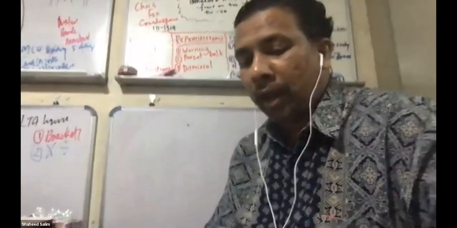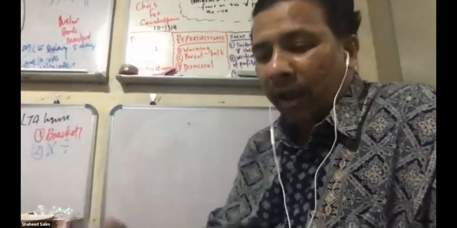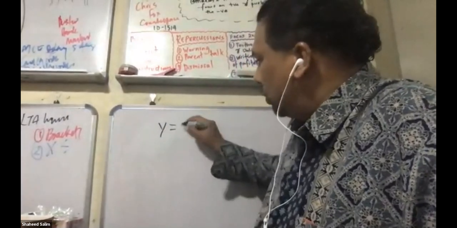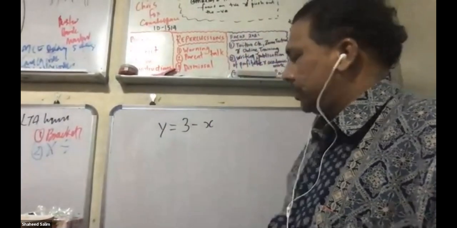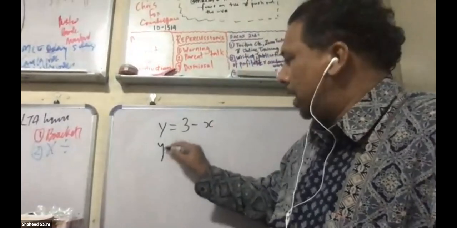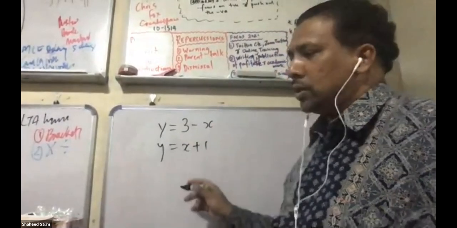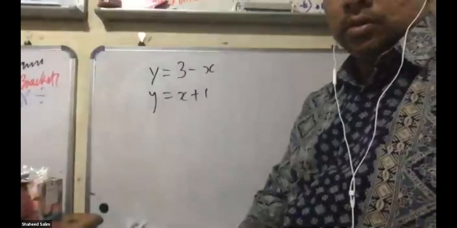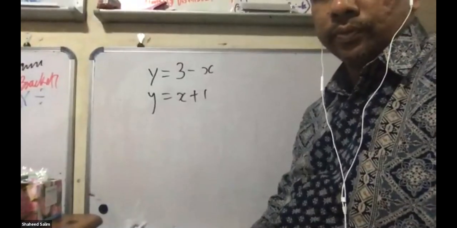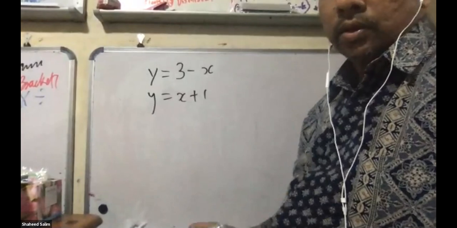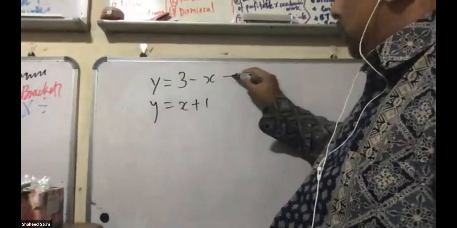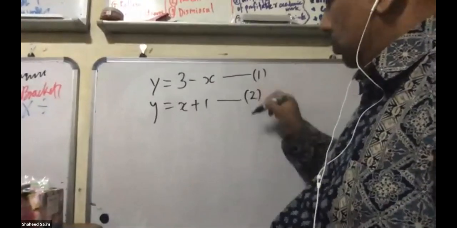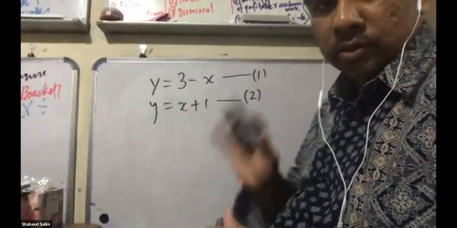All right, so we will do simultaneous equations. You try now. You have one equation: y equals 3 minus x. And the other one is y equals x plus 1. Can you just copy down these two? And then we go step by step. How to solve this? Down here, we call this equation 1. We call this equation 2. So far okay?